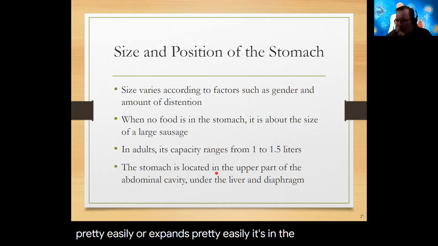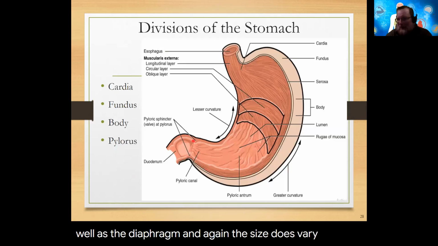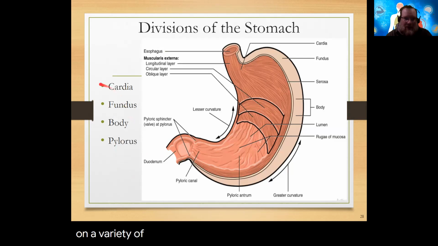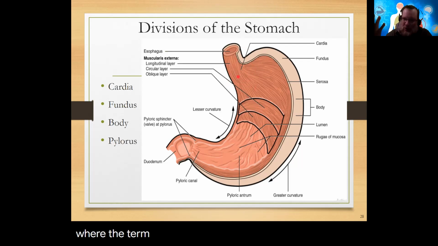It's in the upper part of the abdominal cavity. It does sit a little bit under the liver as well as the diaphragm. And again, the size does vary based on a variety of factors. We do see four divisions of the stomach, what we call the cardiac division or the cardia, and then the fundus, the body, and the pylorus. Okay, so as we enter into the stomach from that lower esophageal sphincter, we call that the cardiac region. That's where the term heartburn comes from.